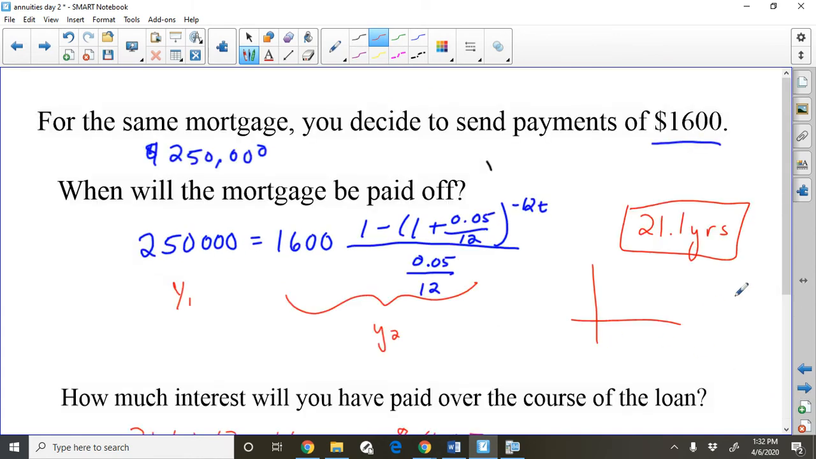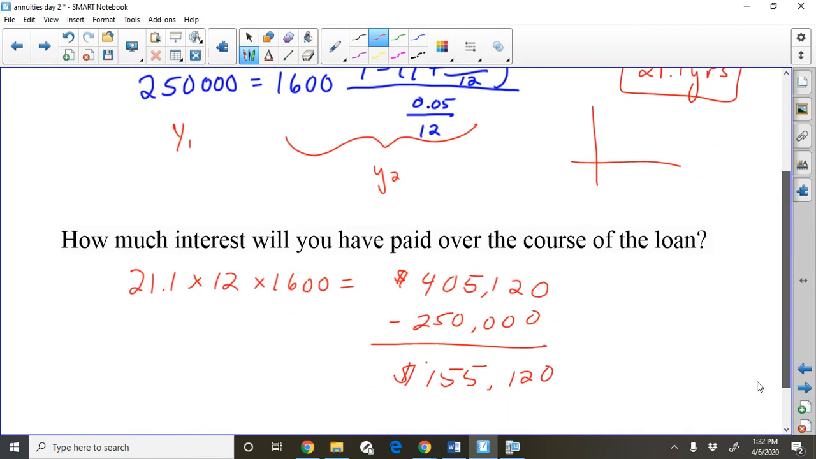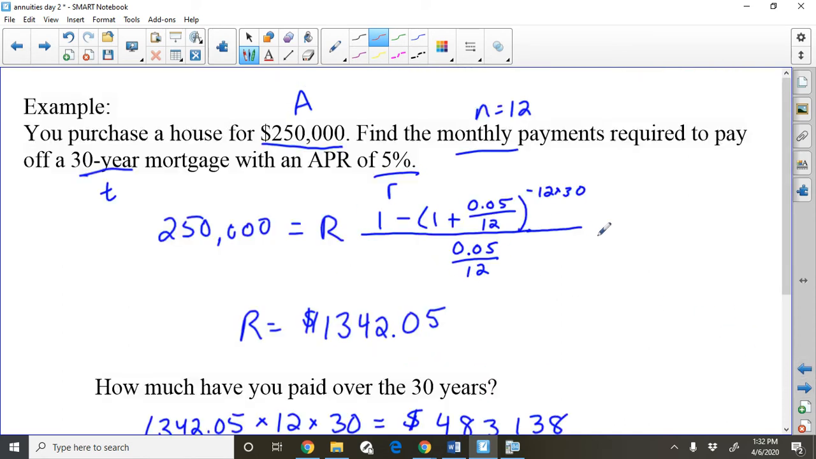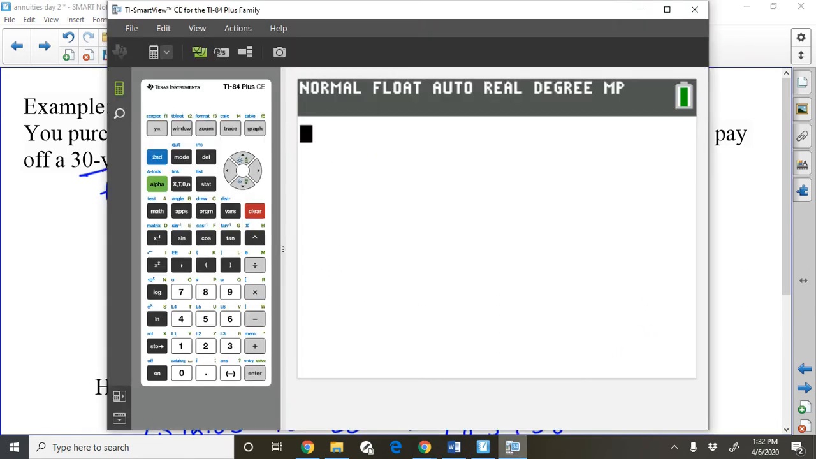So you sent about $260 more each month, and you have paid $233,000 versus $155,000. You've paid about $75,000 less in interest because you've paid it off sooner. It's great if you can afford to pay it off sooner. I'm going to go back to this calculation and look at what it looks like in the calculator.